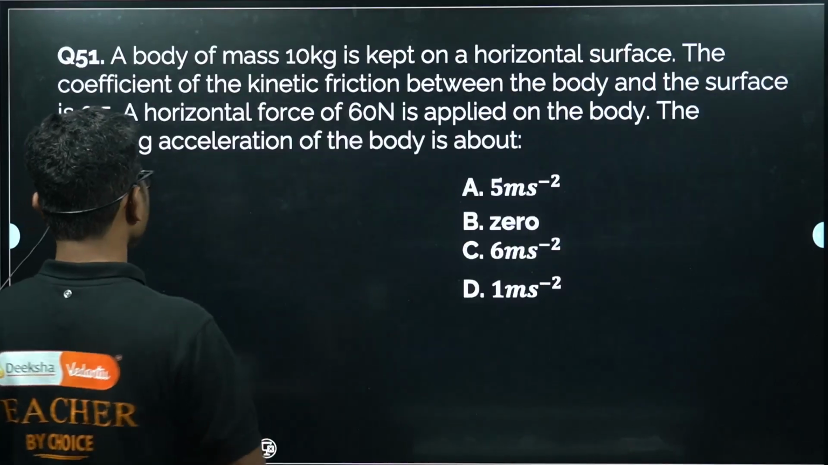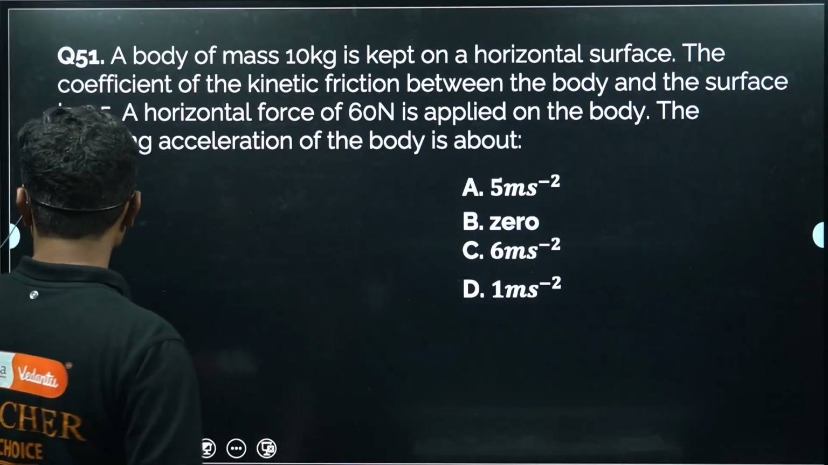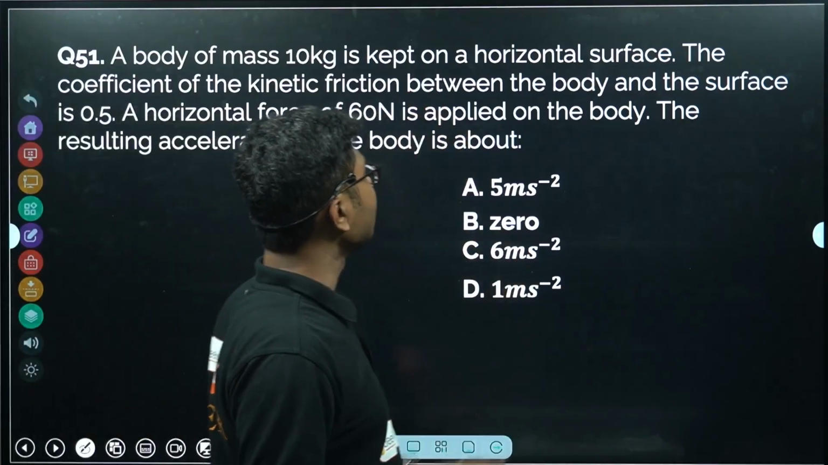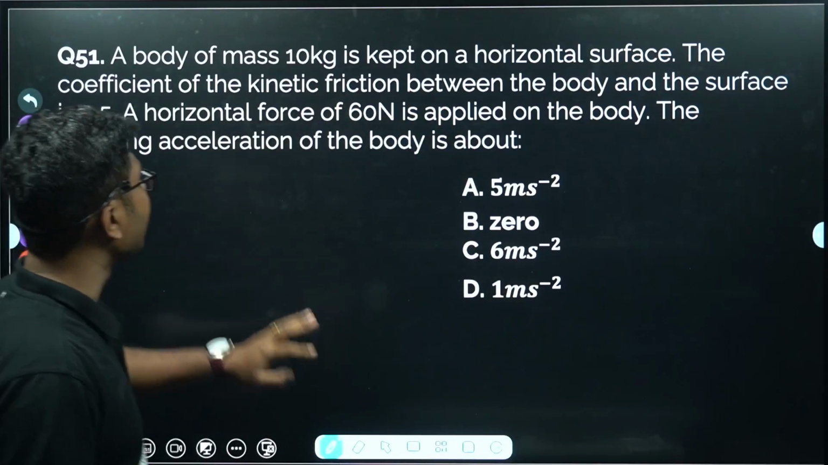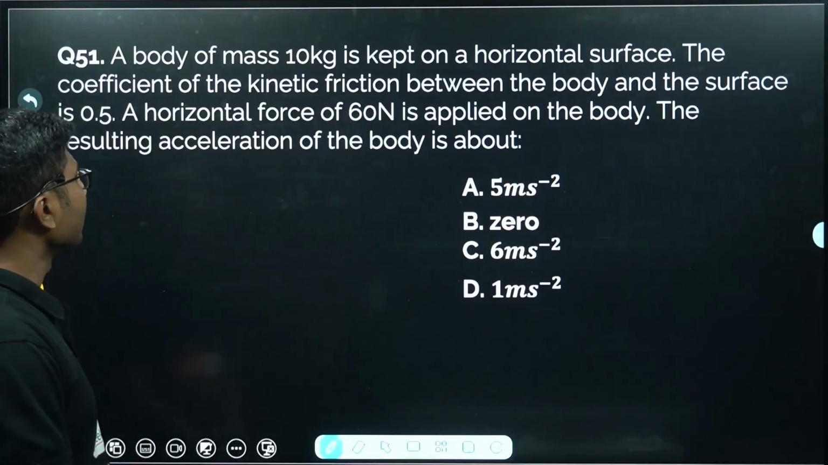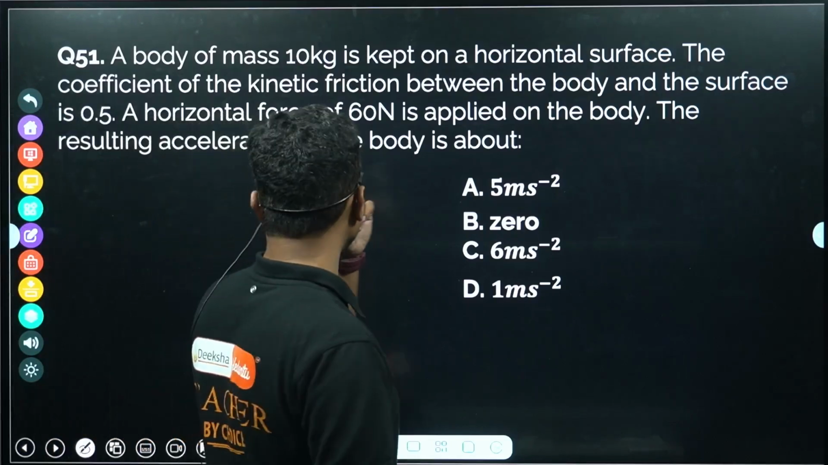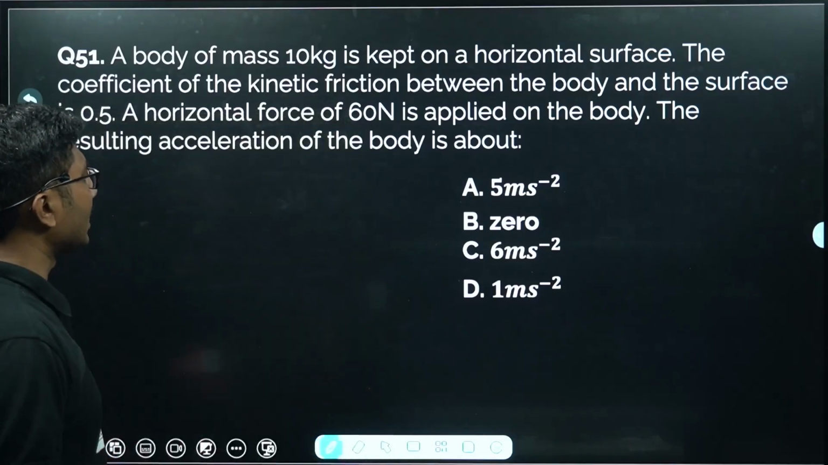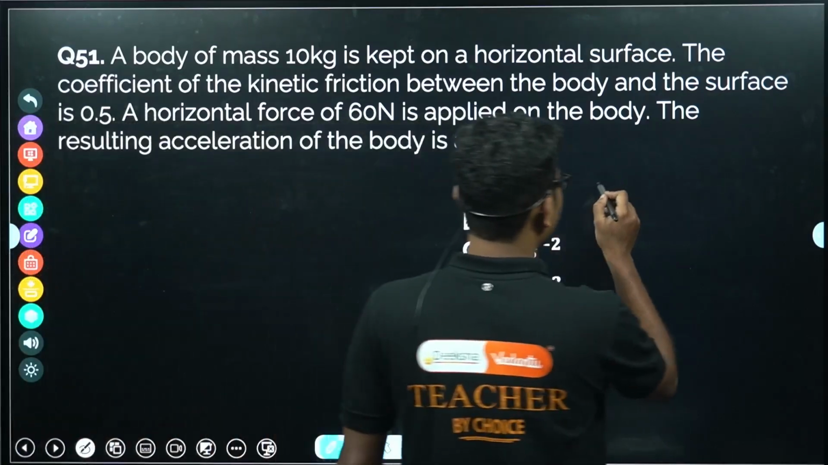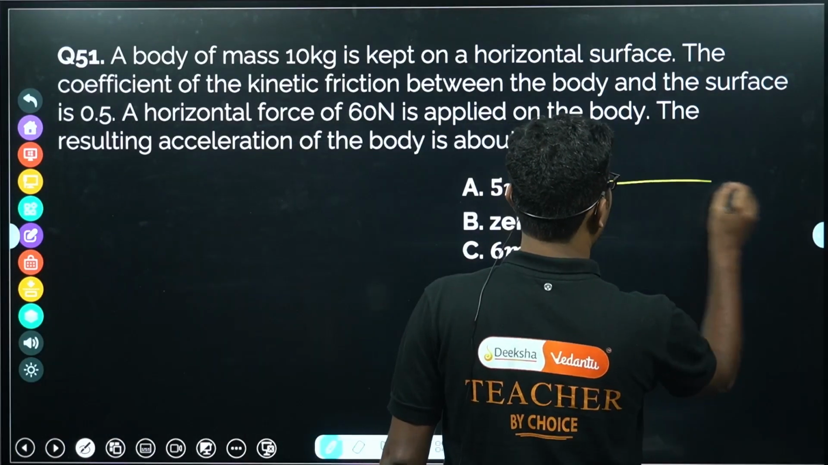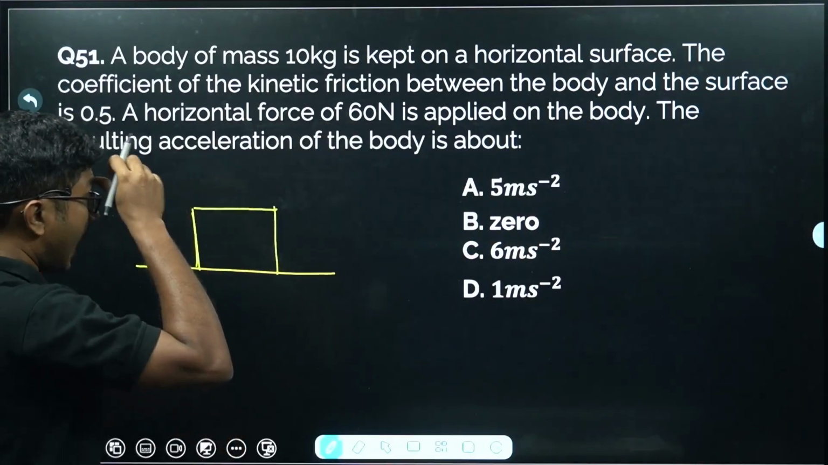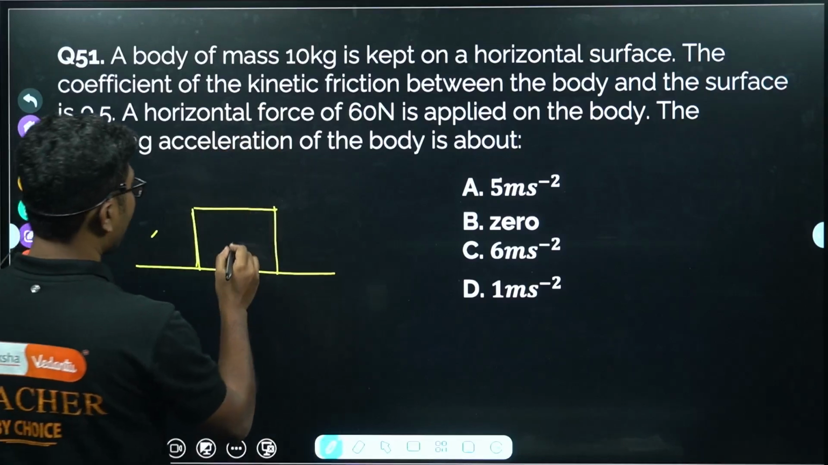Okay. Next question: a body of mass 10 kilograms is kept on a horizontal surface. The coefficient of kinetic friction between the body and the surface is 0.5. A horizontal force of 60 Newton is applied on the body. The resulting acceleration of the body is about? This is a very simple and another time saving question. It is mentioned that a body is kept on a horizontal surface. Let me draw it here. And what is said? The mass of the body is 10 kilogram.